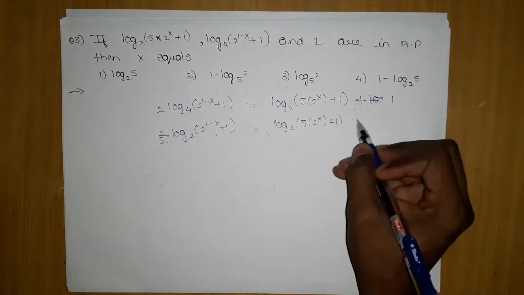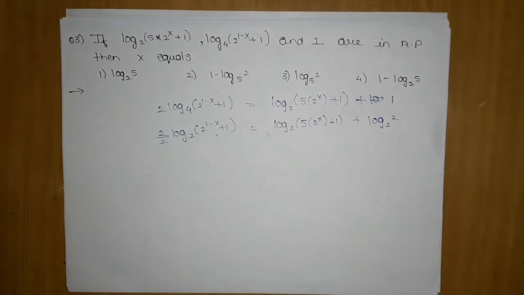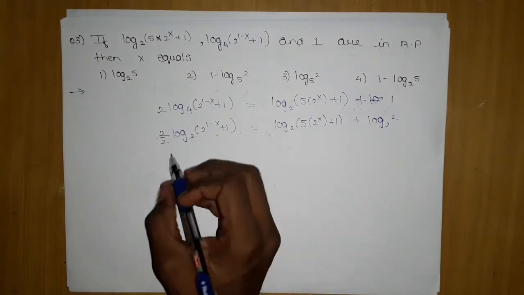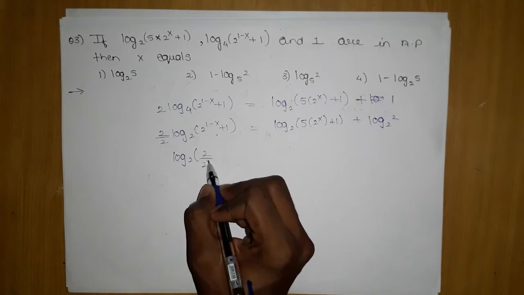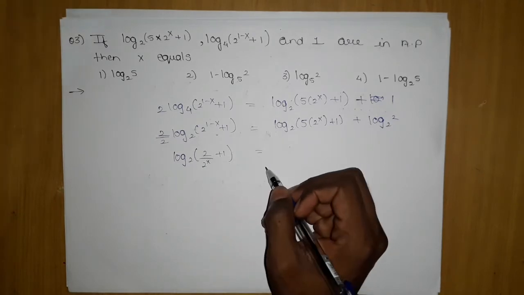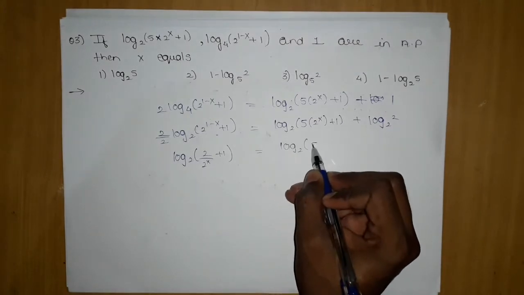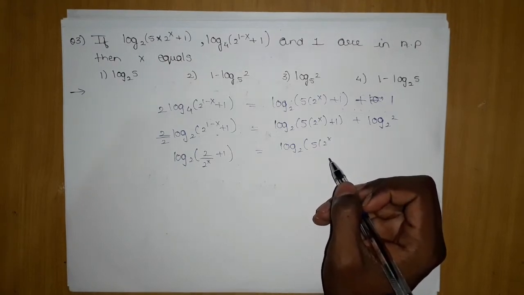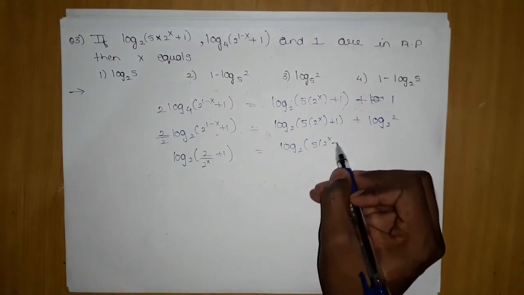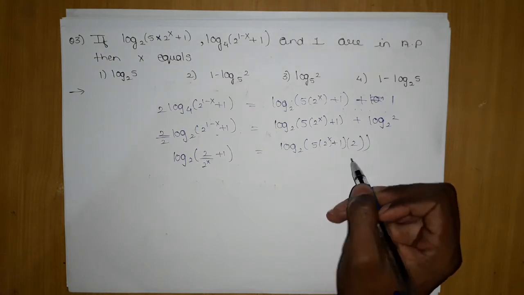After doing this, now the bases are same, but what we can do for 1? Since when base and the number are same, it becomes 1, so we can write it as log 2 base 2, because we want to make the base same. Then we can multiply them. That is the logic behind this. After this we can do this thing: 2 by x plus 1 is equals to log 2 into 5 into 2 to the power x plus 1, into 2. So we are done with this.